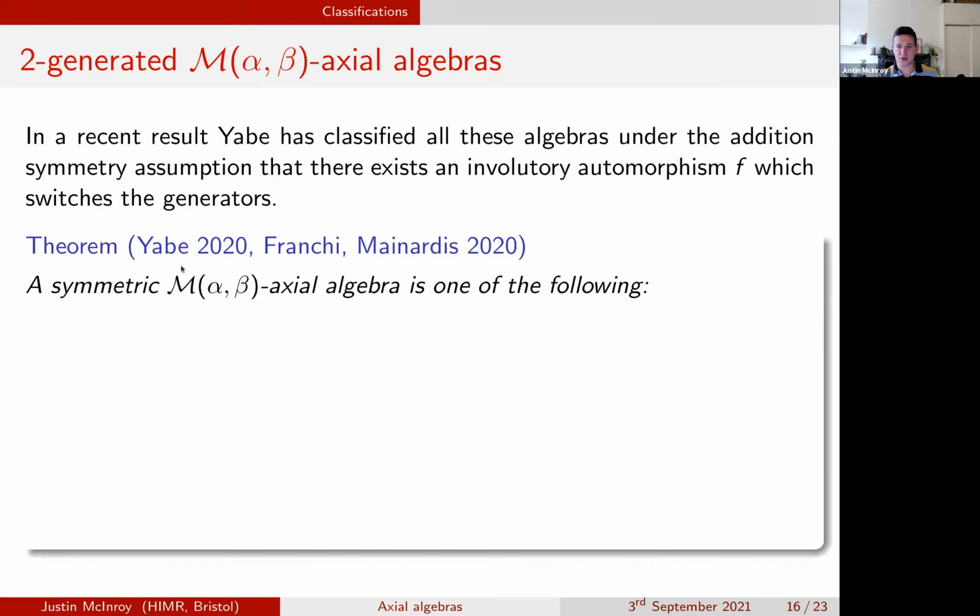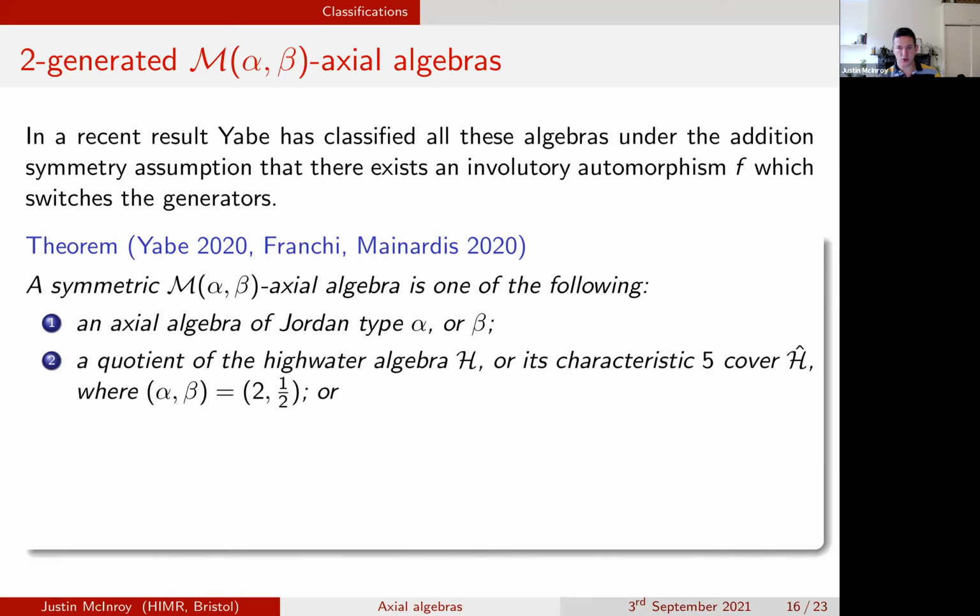And so this is a theorem by Yabe last year. There's a very tiny bit added by Clara Franchi and Mario Mainardis. So suppose you've got one of these symmetric, i.e. with this automorphism, 2-generated axial algebras, then you're one of the following. You are either an axial algebra of Jordan type, alpha or beta, or you're a quotient of this Highwater algebra. I briefly mentioned that earlier when I was talking about ideals. I will say a bit more about this in a minute.